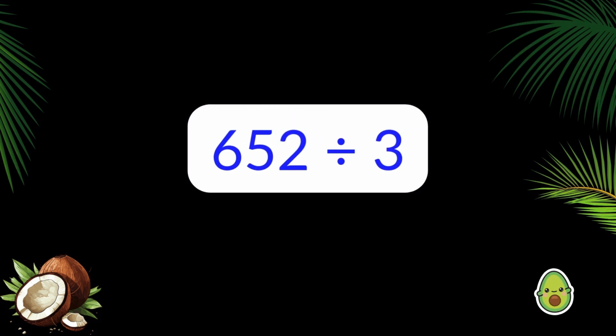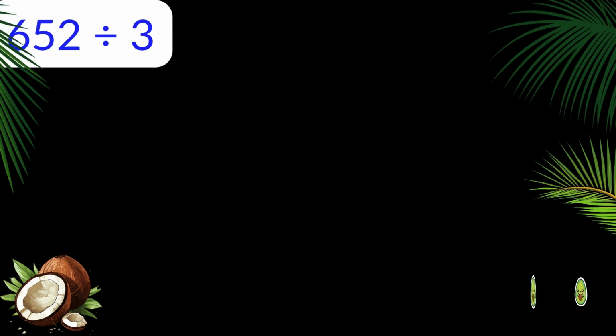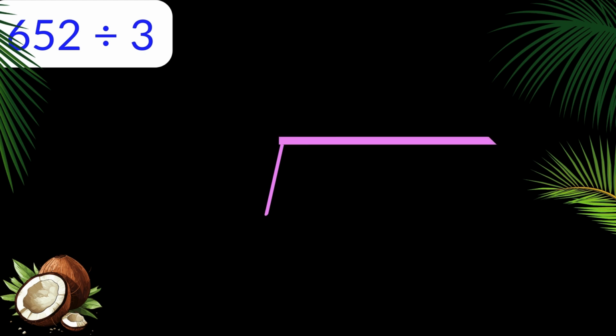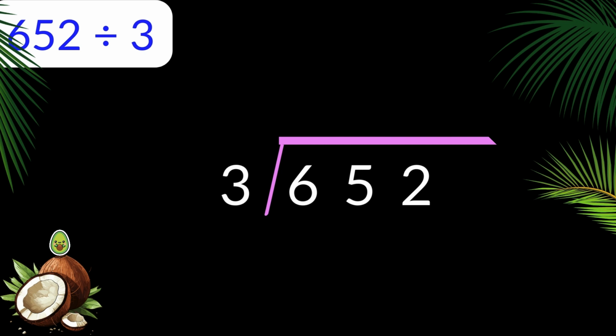Now, let's solve 652 divided by 3. Let's build our division house again. First, look at the 6. How many times does 3 fit into 6? 2. Write 2 on top.